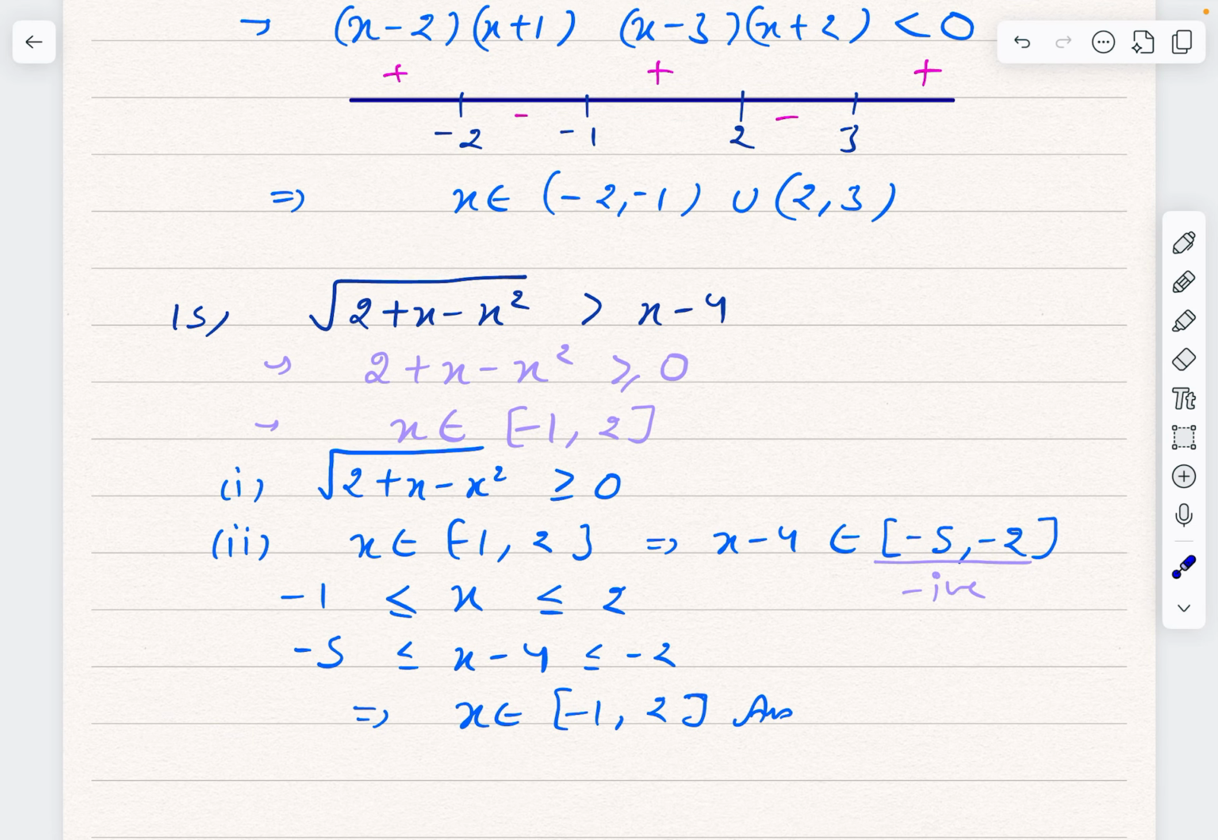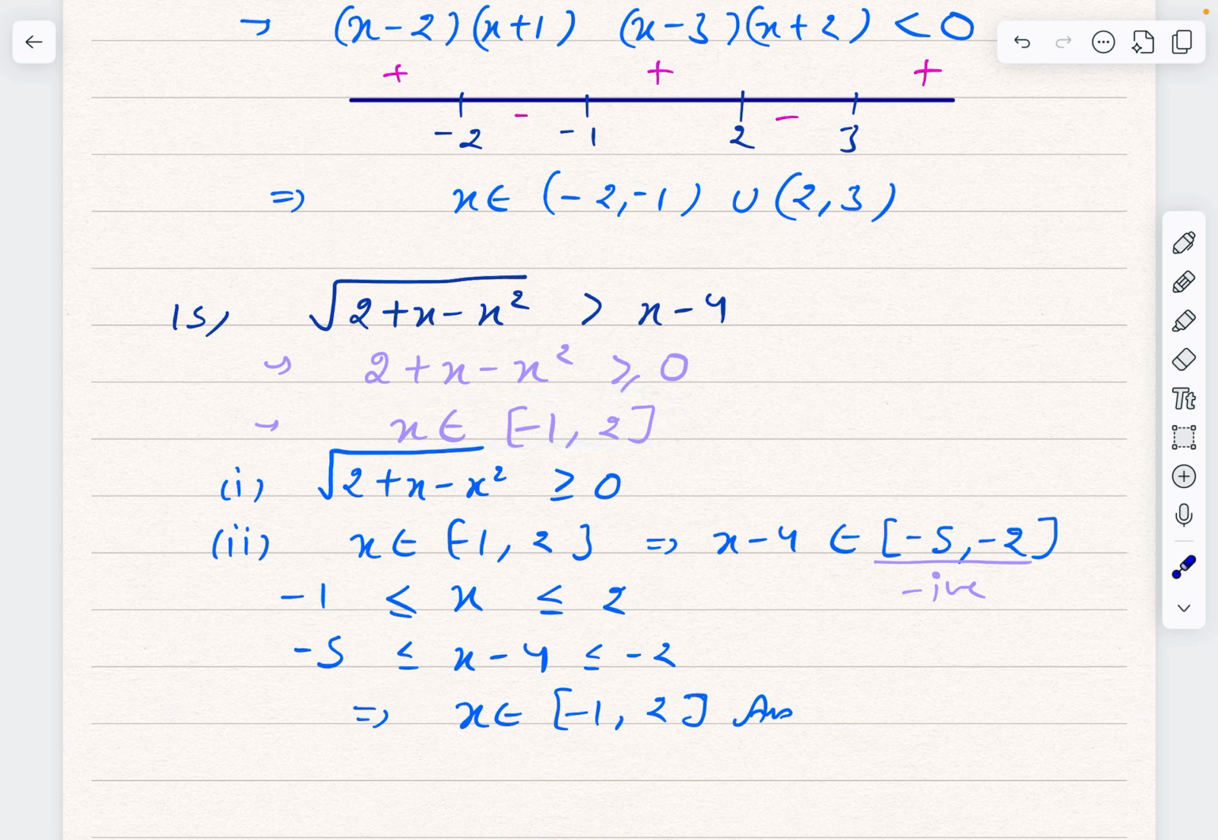We have square root of 2 plus x minus x square. You want it to be more than x minus 4. So again, first the thing inside square root has to be greater than equal to 0. So 2 plus x minus x square greater than equal to 0. You can again factorize and use wavy curve. You end up with minus 1 to 2, both closed.